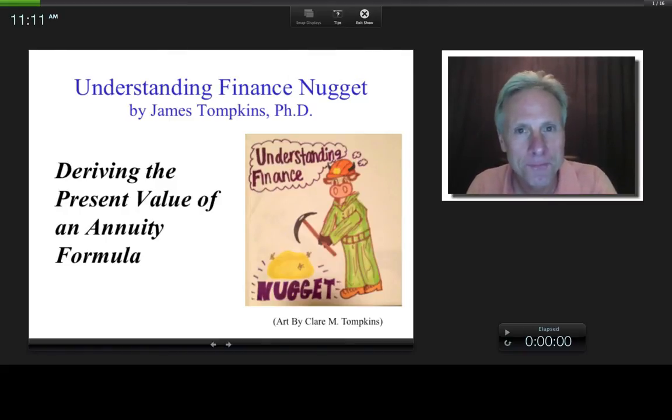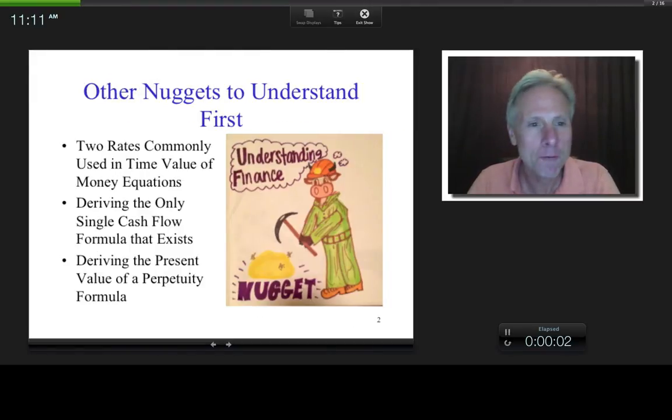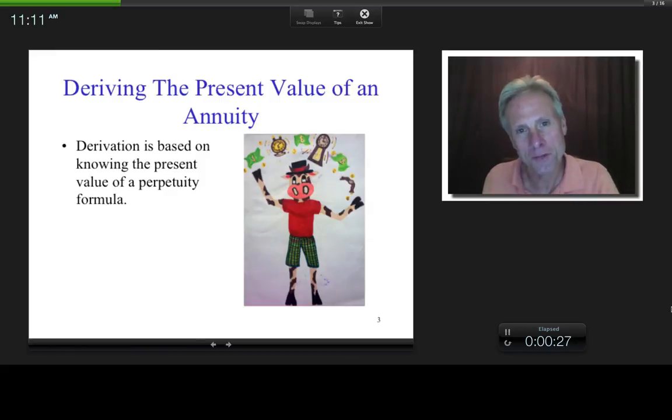So let's get started. It is helpful, or actually you do need to understand a few other nuggets prior to this if you don't already understand these. Two rates commonly used in time value of money equations: the effective annual rate and the nominal, or stated, or advertised rate. Deriving the only single cash flow formula that exists, because we'll be using that. And deriving the present value of a perpetuity formula. In fact, the derivation of this annuity formula is going to use the perpetuity formula as a building block, if you will.